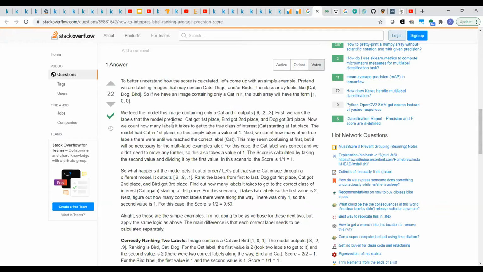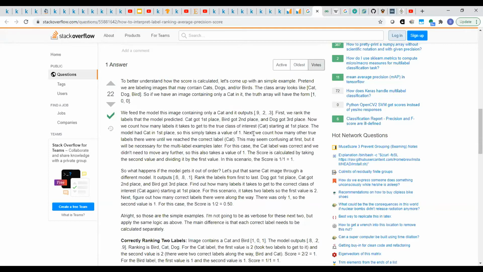Now, the mechanics. We count how many labels it takes to get to the class of interest, which in our case is cat, because there's a cat in the image, starting at the first place. Because cat is already in first place, we start at 1 and cat is at the first place, so our answer is 1. That's the first value we calculate. So that's value 1.